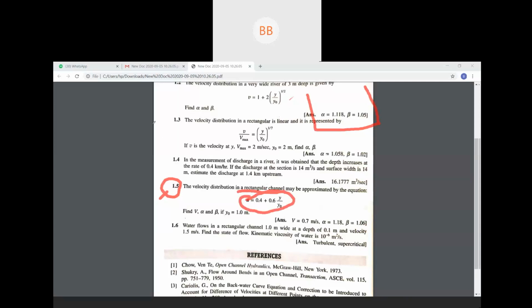Now small v is 0.4 plus 0.6 y by y naught. Okay, and y naught value is given as 1 meter. And what we need to find out is the average velocity, alpha, that is the energy coefficient, and beta, that is your momentum coefficient.